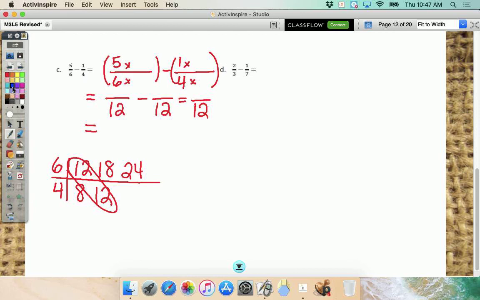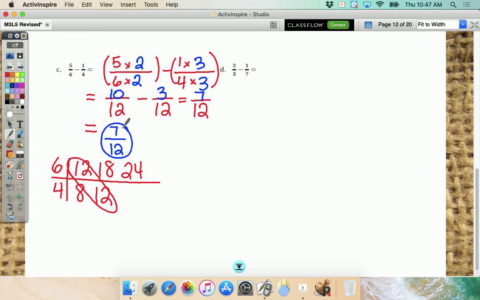Okay. So pulling sticks. Kinsey, 6 times what equals 12? 2. Okay. And Julian, 4 times what equals 12? 3. Very good. So I have 10 minus 3, which equals 7.